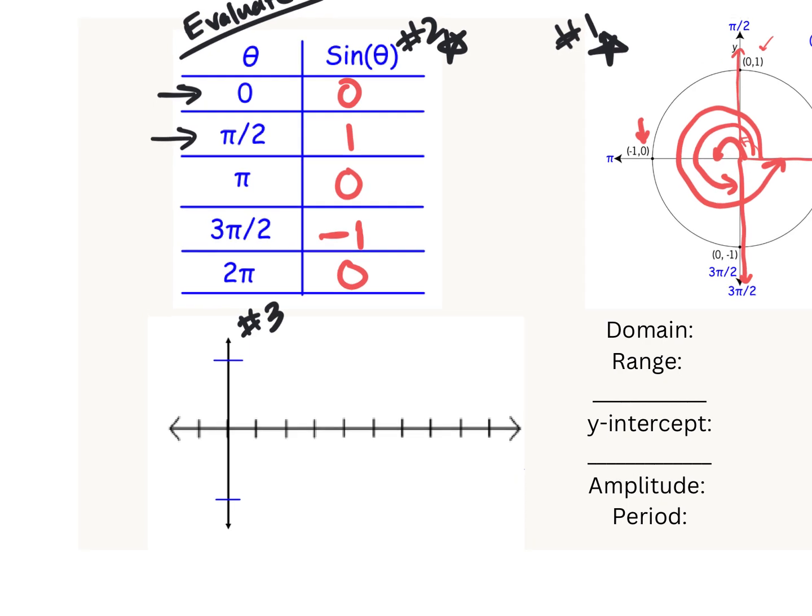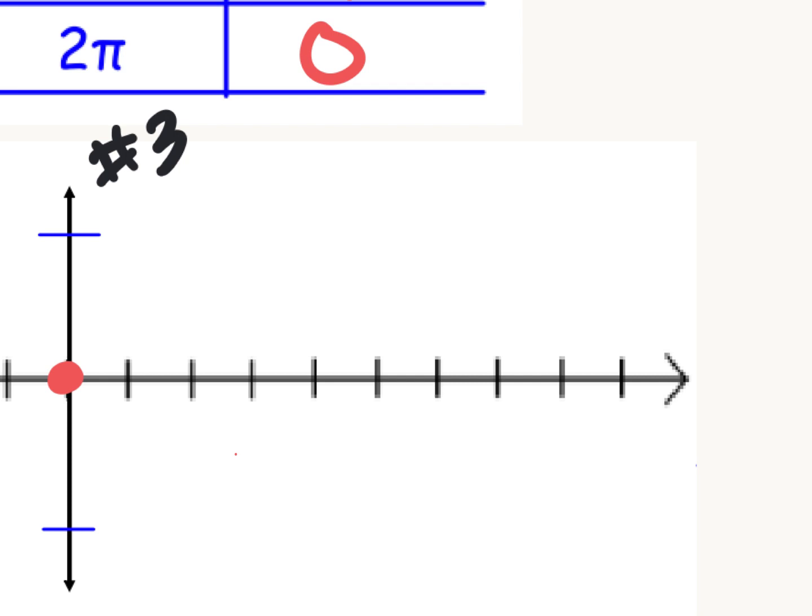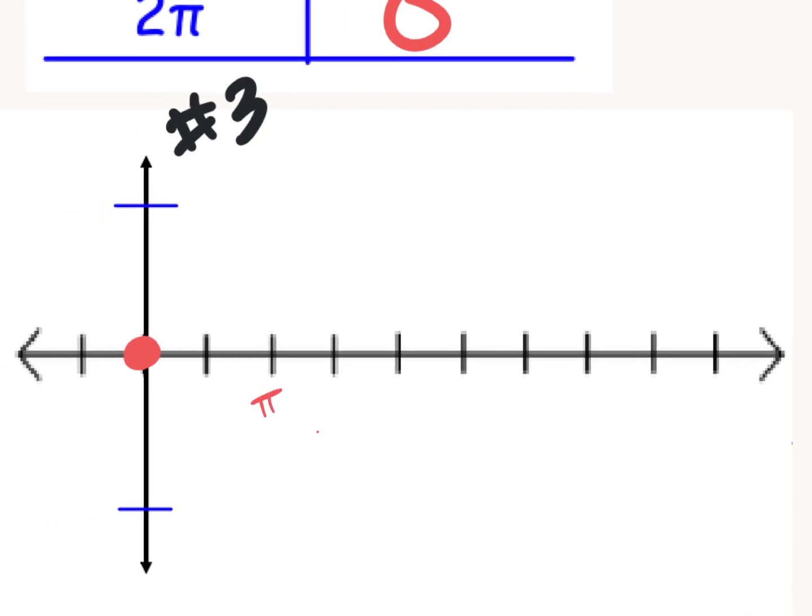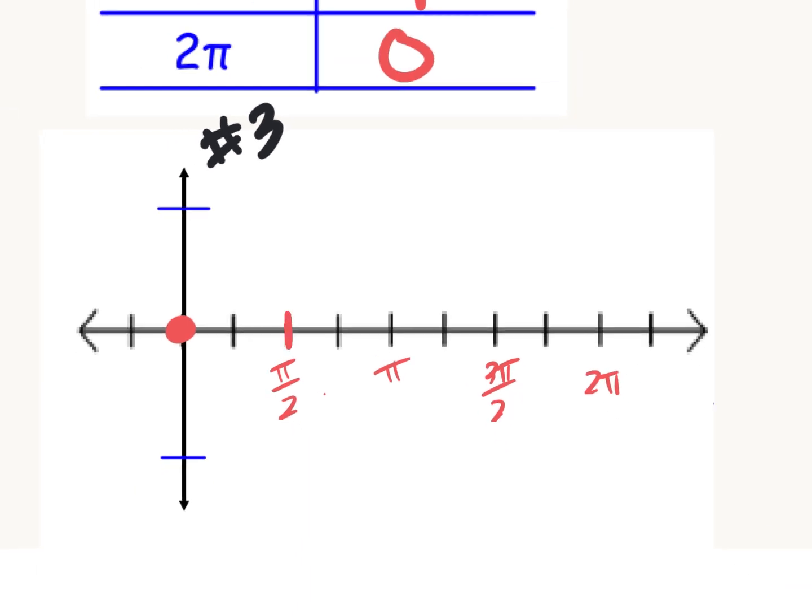So first I'm going to graph the point 0, 0, and then I'm going to label some of these. So I'm going to label this point as pi halves. I'm going to label this point as pi. I'm going to label this point as 3 pi halves, and I'm going to label this point as 2 pi. So I'm really just skipping over one notch. And that'll help me.